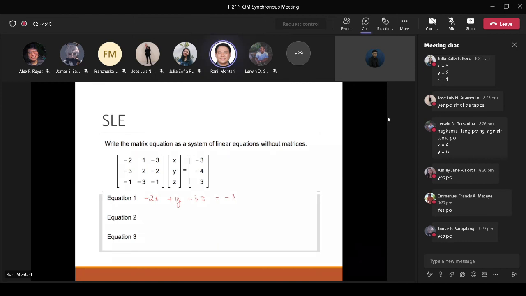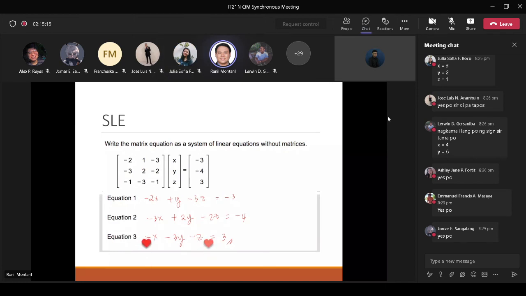Did you get the pattern, guys? Can you please dictate to me the second equation? Negative 3x plus 2y minus 2z equals negative 4. Very good, guys. Very good. How about for the third equation? Negative x minus 3y minus z is equal to 3. All right, very good.